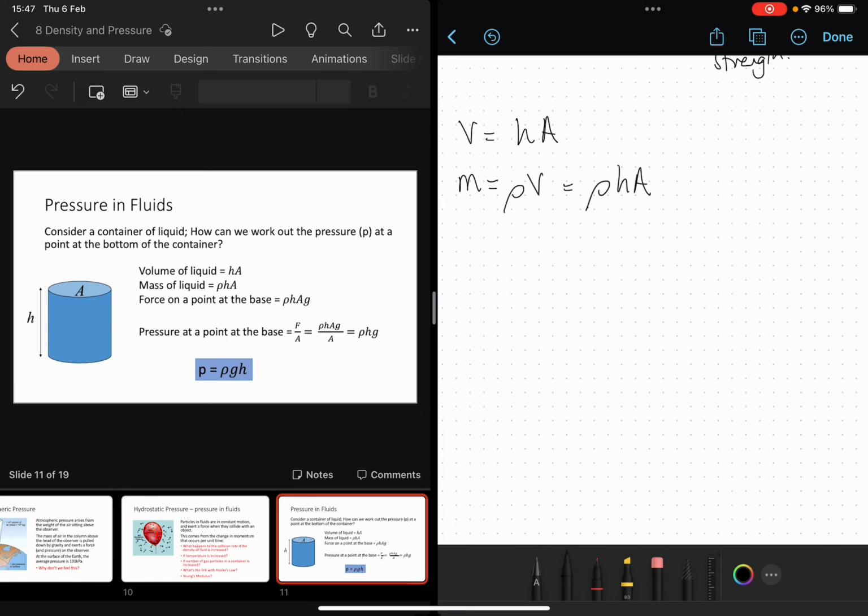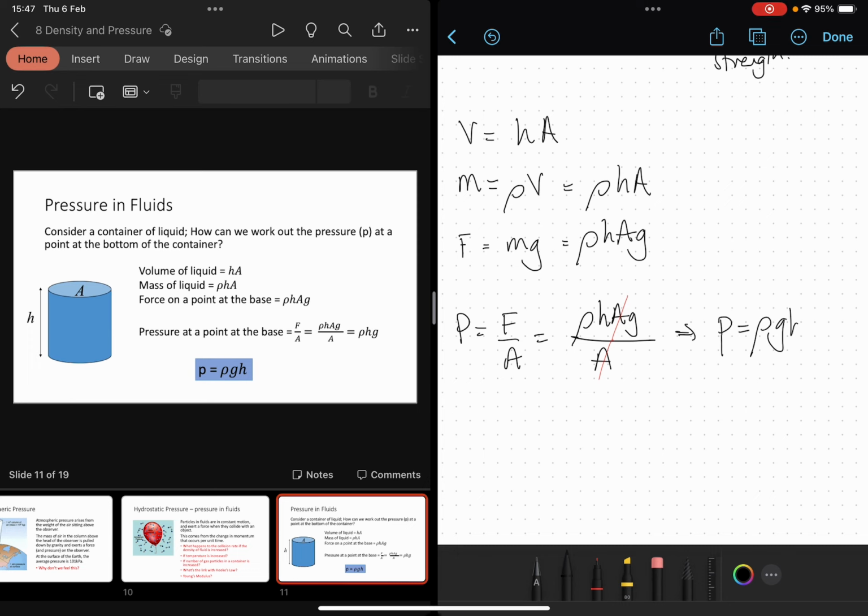Okay. Now I want to know what force acts if I'm at the base of that container. So that is the mass of the water multiplied by g. So we get rho HAg. And now we can calculate the pressure. Pressure is force divided by area. So that's rho HAg divided by area. And I can cancel out my areas, tidy that up by just rearranging the letters. And we get rho g h as our way of calculating pressure.